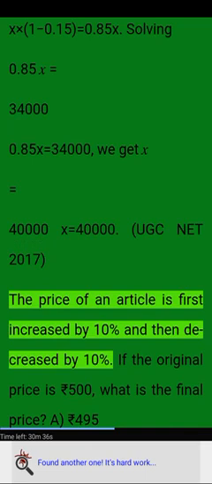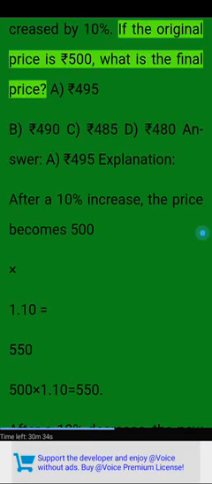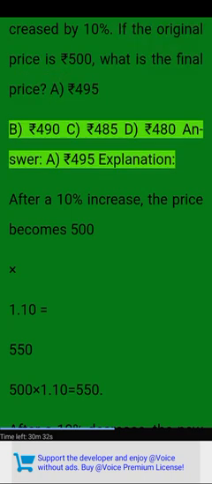UGC NET 2017. The price of an article is first increased by 10% and then decreased by 10%. If the original price is 500 rupees, what is the final price? A. 495 rupees. B. 490 rupees. C. 485 rupees. D. 480 rupees. Answer: A. 495 rupees. Explanation.